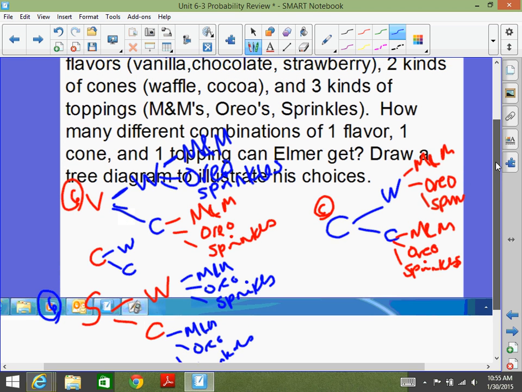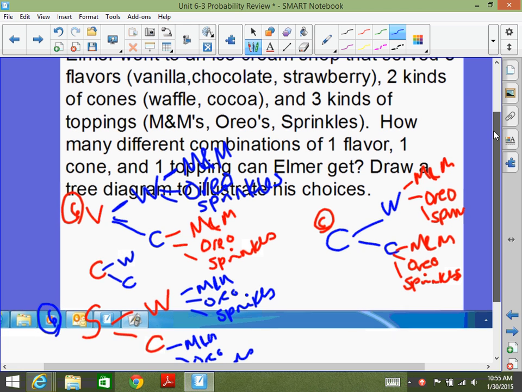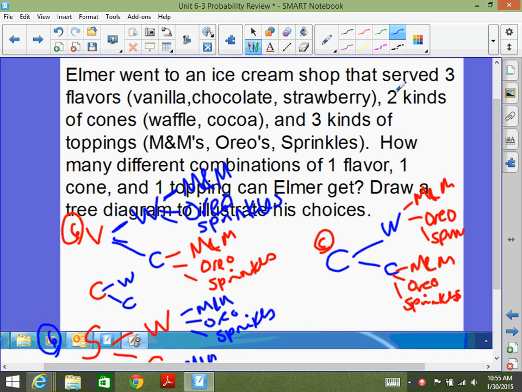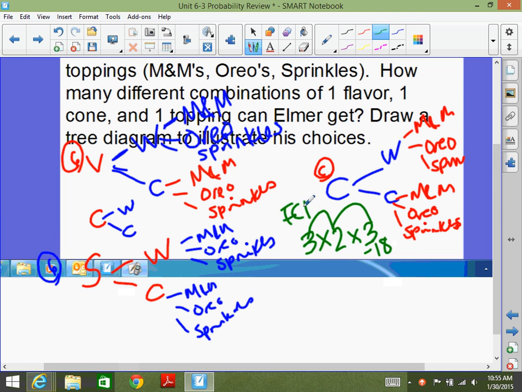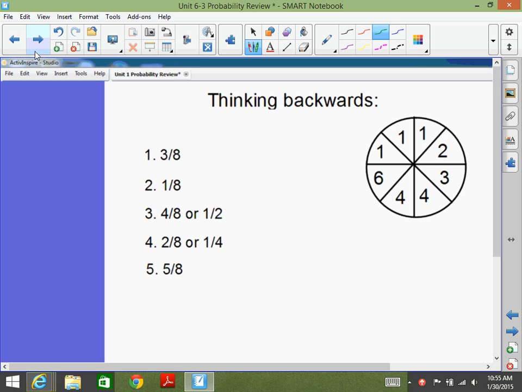Okay, now let's do fundamental counting principle. We have 3 times 2. So there were 3 flavors times 2 cones times 3 toppings. What's 3 times 2? 6 times 3 is, so we got the same number. We got 18 both times. 18 from fundamental counting principle, or you can get 18 by counting the outside branches of your tree diagram. A lot easier. Yeah, this can be long and frustrating. Okay? All right. Are we good? All right.